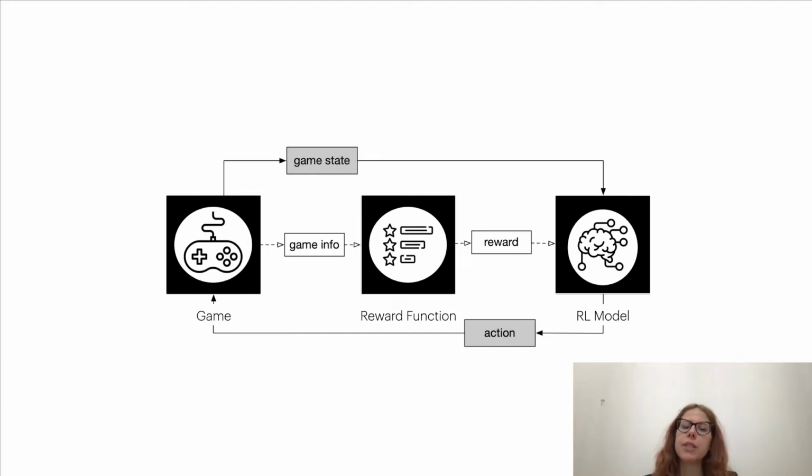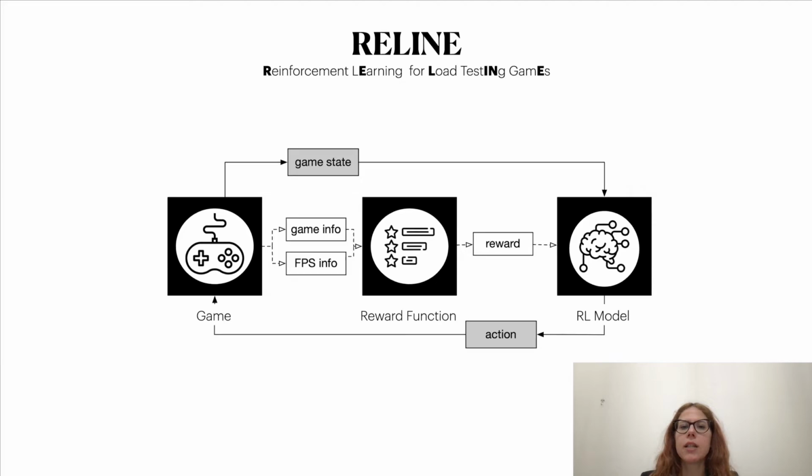So we will refer to this approach as the reinforcement learning baseline. This instead is our approach that we called ReLine. As you can notice, the only difference is in the information that the game provides to the reward function. In fact, in our case, the reward function asks for two kinds of information: game information as in the reinforcement learning baseline, and FPS information.